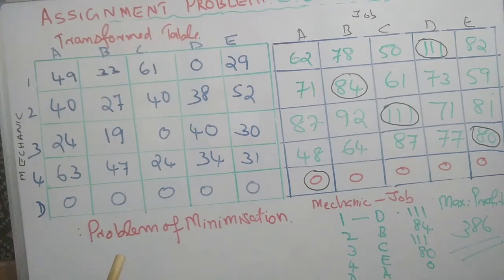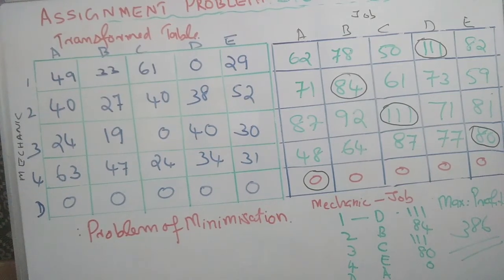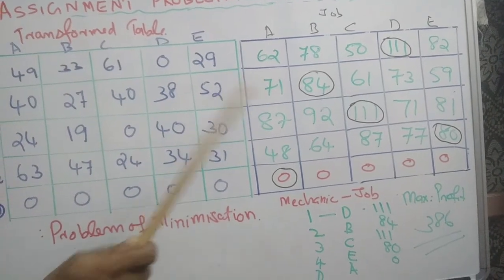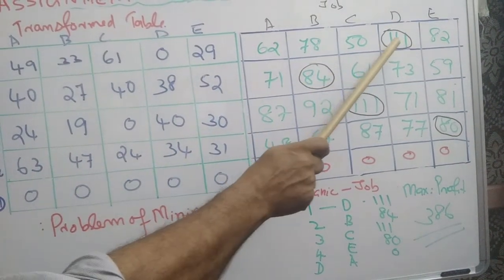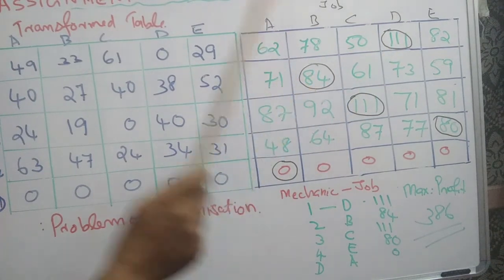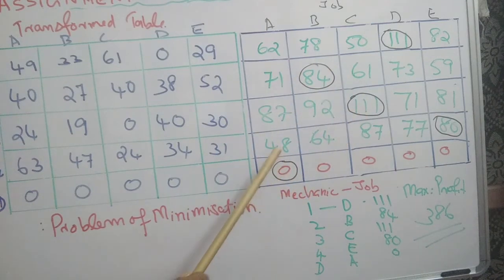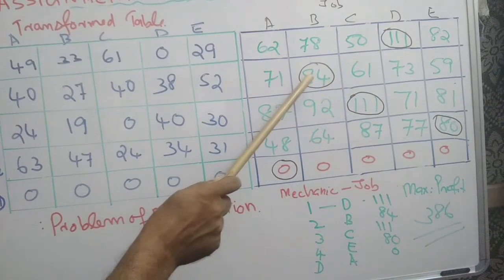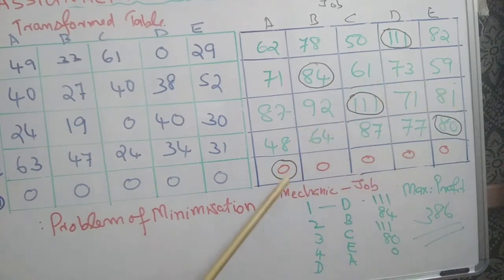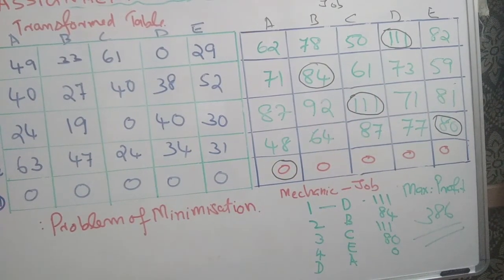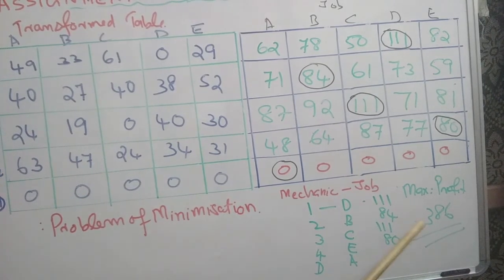By Hungarian method, the procedure of solution is left to the viewer for the time being, and the solution is exhibited here. The first mechanic receives job D, second job B, third one job C, fourth one job E, and the dummy is assigned job A. That is the final solution, and the corresponding profit values are 111, 84, 111, 80, and 0. That will fetch the maximum profit. And for this problem, the maximum profit is 386.